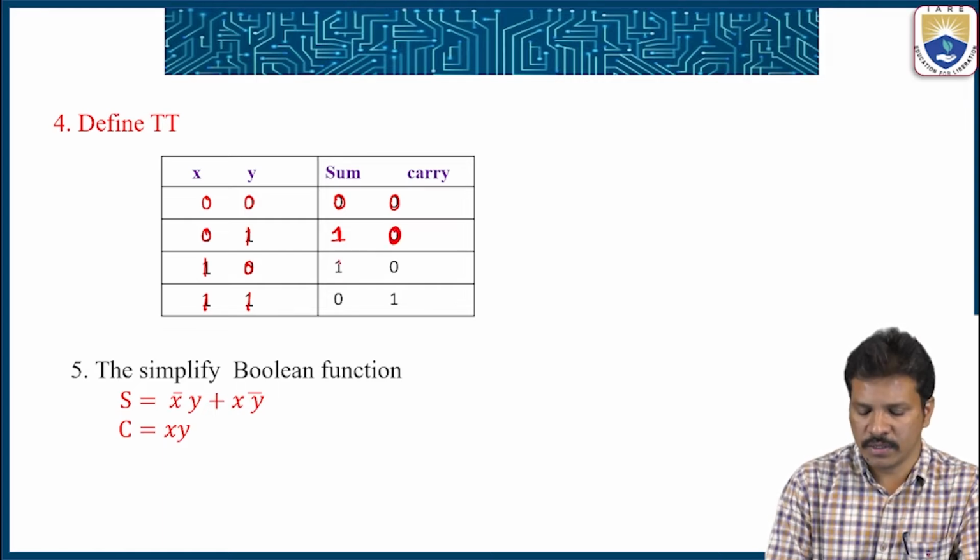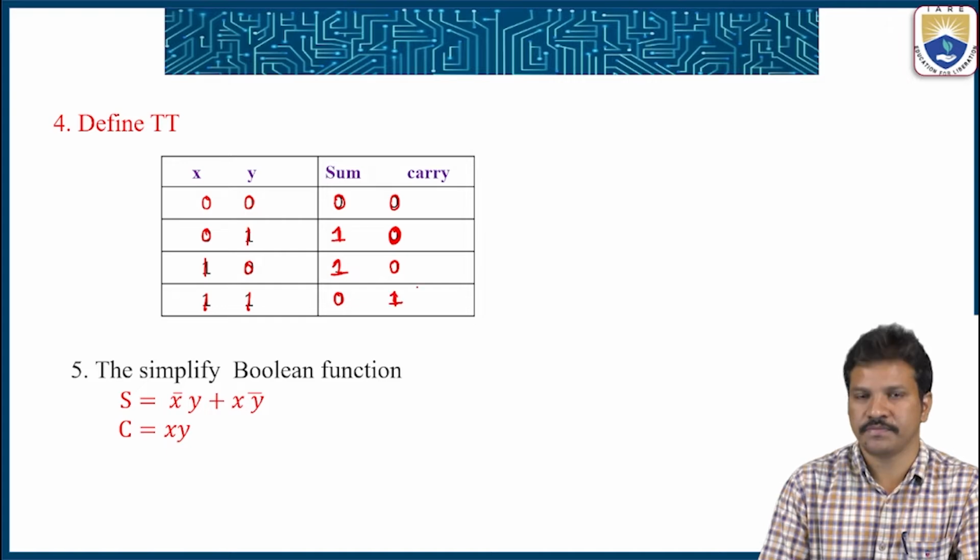And 1 plus 0: sum 1, carry 0. And 1 plus 1: in this case, 1 plus 1 means 1 0, so sum 0, carry 1. The extra bit is the carry.